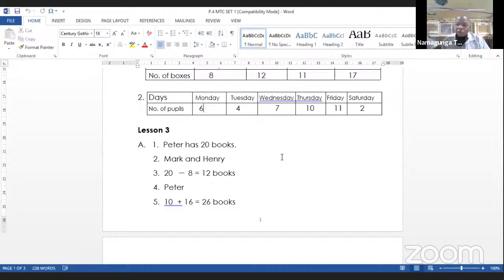In the exercise we are given a bar graph, and we have to answer questions about it. Question 1 was saying, how many books does Peter have? Nantumbwe Esther. Any response?